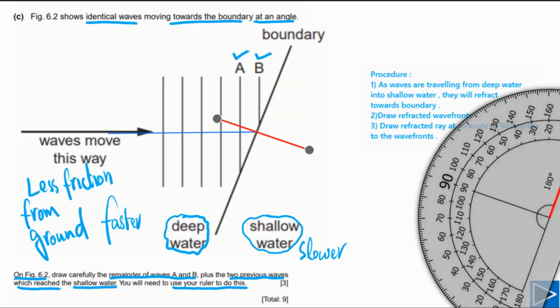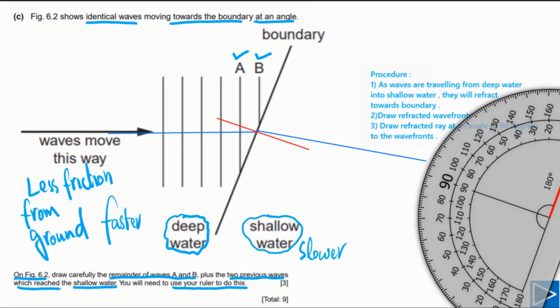Next, we need to draw the refracted ray. So let me change color. If there is no change in medium, this ray will just go in a straight line, waves go in a straight line. But as there is a change in medium, this will bend towards the normal because shallow water is an optically denser medium, so it will bend like this. This is our refracted ray.